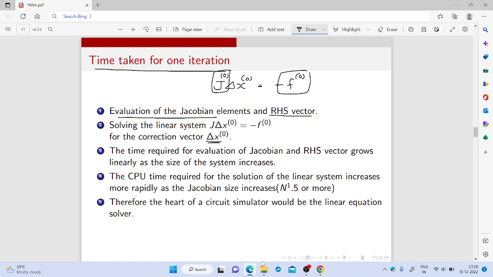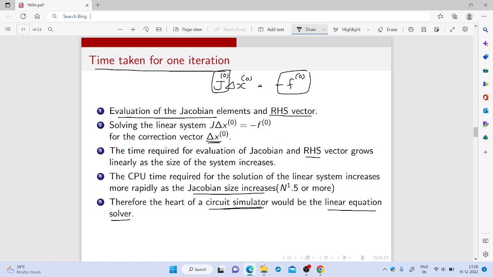The time required for evaluation of Jacobian and this right hand side vector will increase as the size of the system increases. The CPU time required for the solution of the linear system increases more rapidly as the Jacobian size increases. Okay, so these two factors illustrate that the performance of the circuit simulator will be governed by the performance of the linear equation solver used in that.